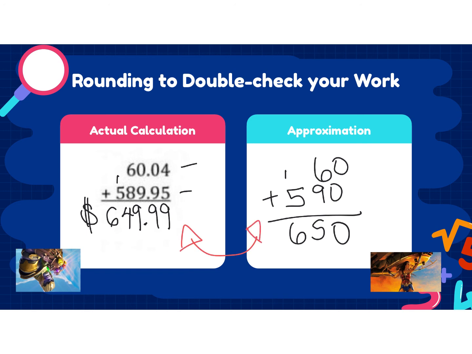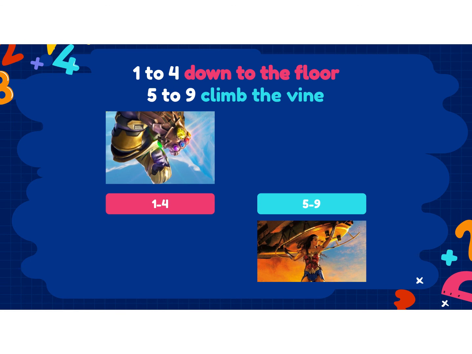Now, if I ended up doing my addition and let's say this was my answer, 1,650, I could go back and double check my actual calculation to see if it was correct. It's just a way to double check your work. So don't forget the rule. This is the thing that's important to remember with rounding. 1 to 4, down to the floor. 5 to 9, climb the vine.